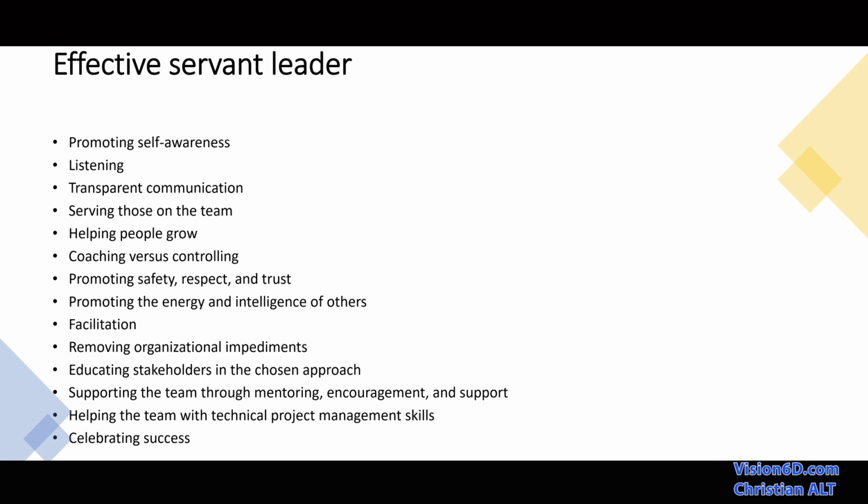For this, there is the team charter, on which we'll go into another video. I'm also promoting the energy of each into the group, and the intelligence. I'm a facilitator and I'm here to remove organizational impediments. I'm trying, when I can, to educate the stakeholders about the chosen approach because they do not always understand it.